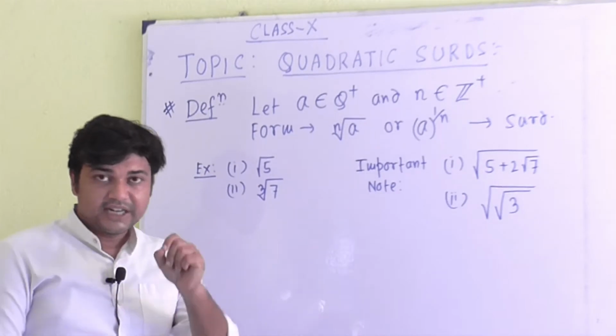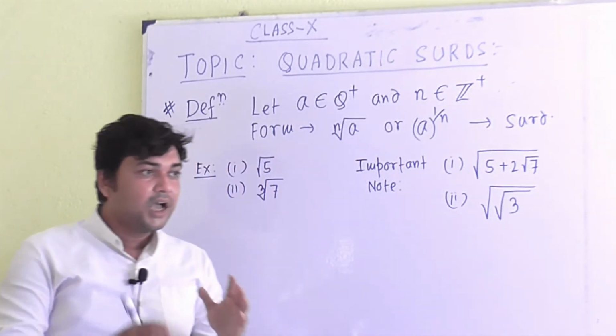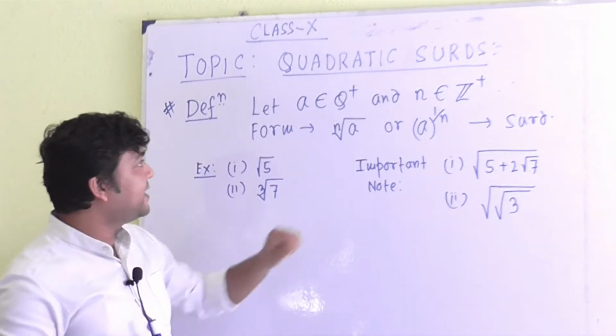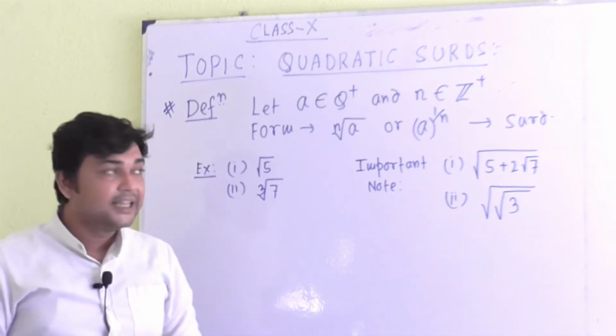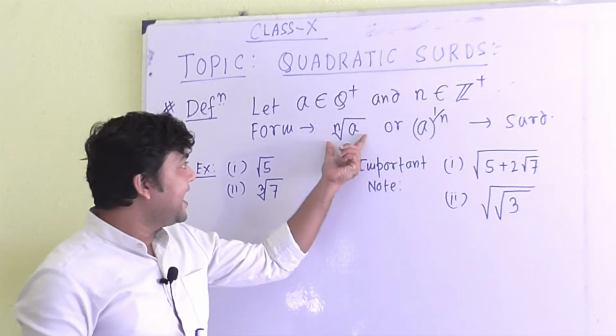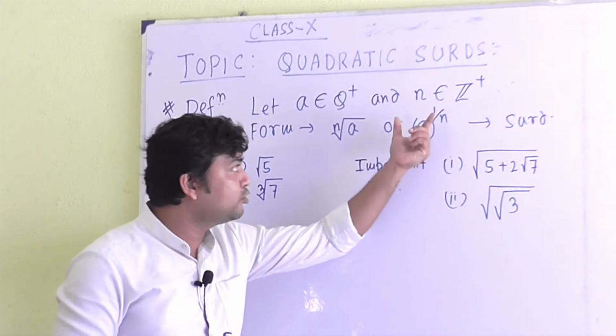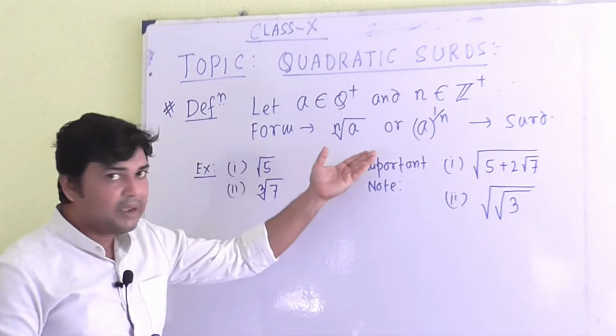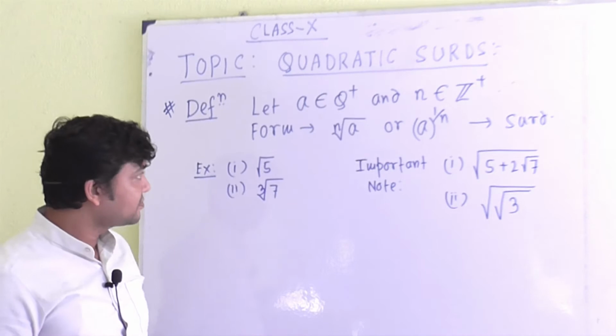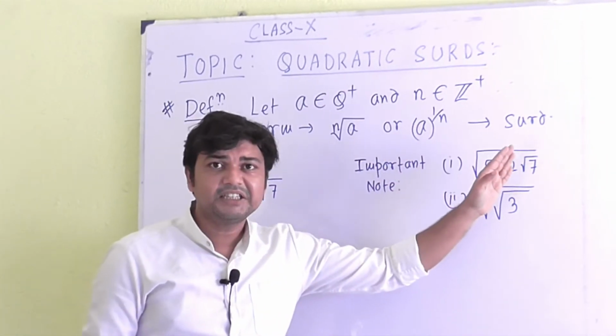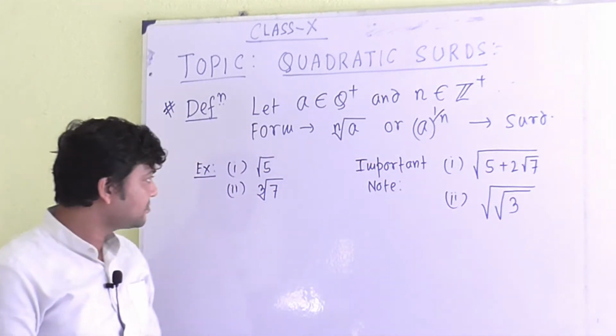Now, the definition of surd is: if we take a positive rational number a and a positive integer n, then the number of the form nth root of a, or a to the power 1 by n, whatever notation you take, will be considered a surd.